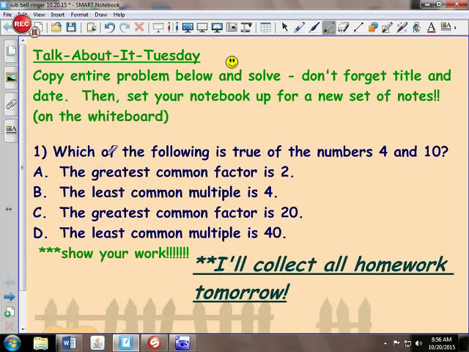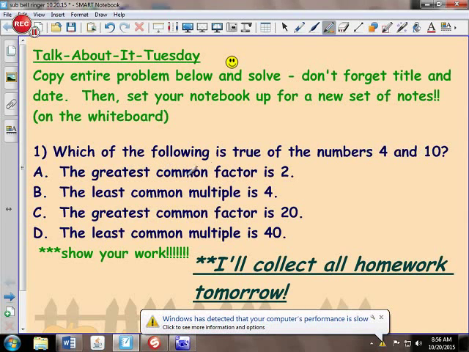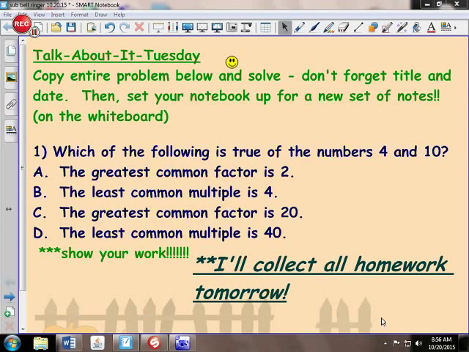The greatest common factor is 2, the least common multiple is 4, the greatest common factor is 20, or the least common multiple is 40. Obviously, we can eliminate some answer choices. I'm going to start with answer choice B. The least common multiple is 4. Well, we know that multiples of 10 are 20, 30, 40, there's no way a multiple is 4, because 10 can't have 4 as a multiple, so we can eliminate that answer choice.